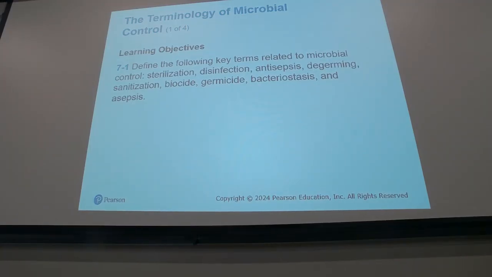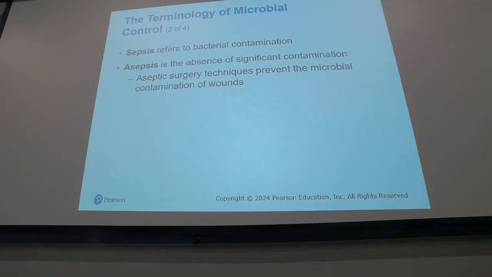In this first part of the chapter, we're going to see some terms related to microbial control, like sterilization, disinfection, antisepsis, degerming, sanitization, biocide, germicide, bacteriostasis, and asepsis. Whenever you hear the word sepsis or septic, that means there is bacterial contamination. Septic tanks, for instance, are tanks with microbial contamination.